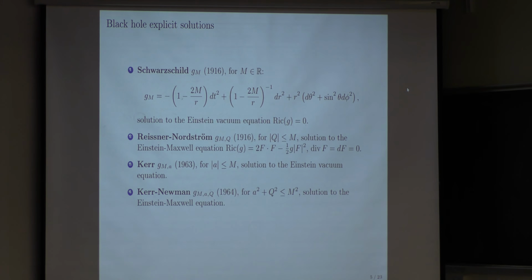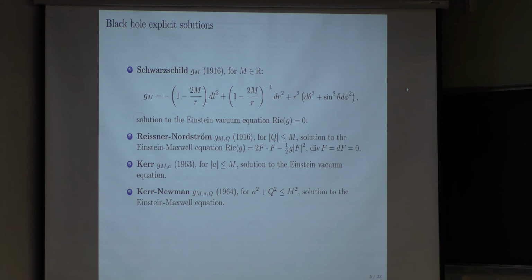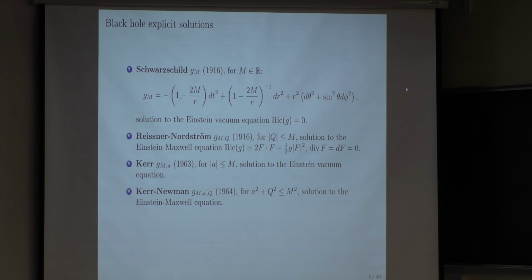And in fact, only in the 60s and the 70s, what is now called the golden age of black hole physics, lots of physicists were working on really trying to understand the stability properties of these objects, and we're going to get to that.